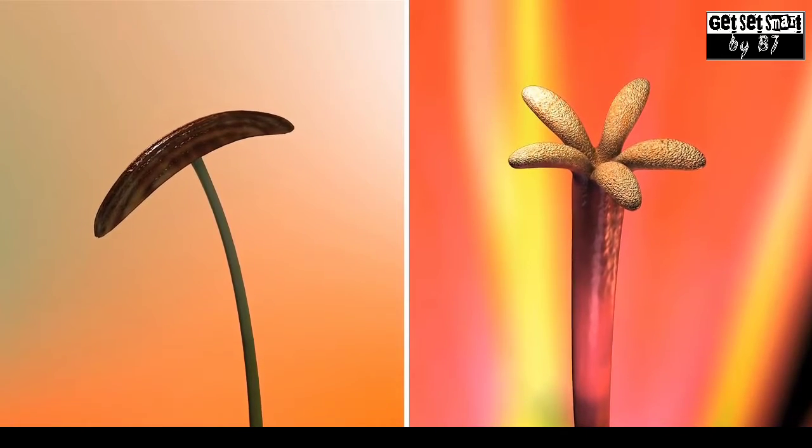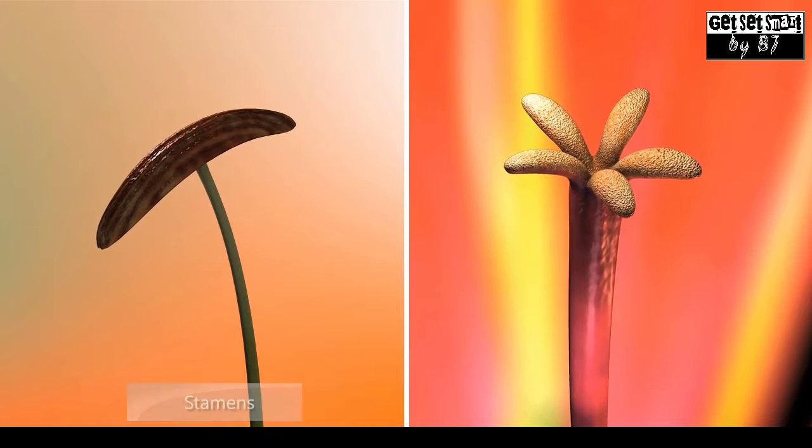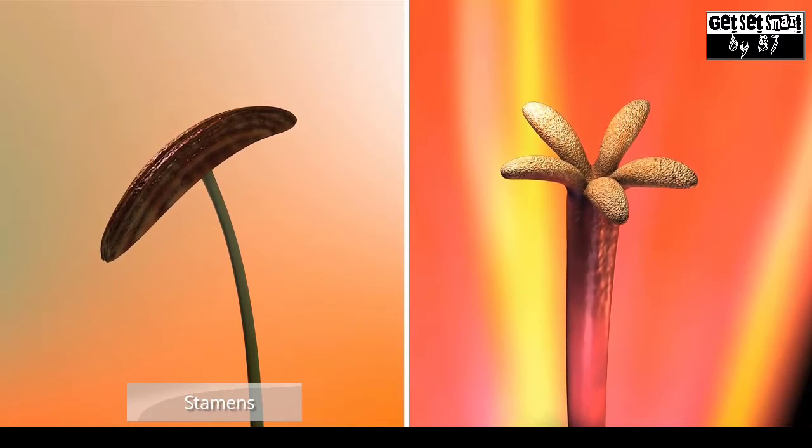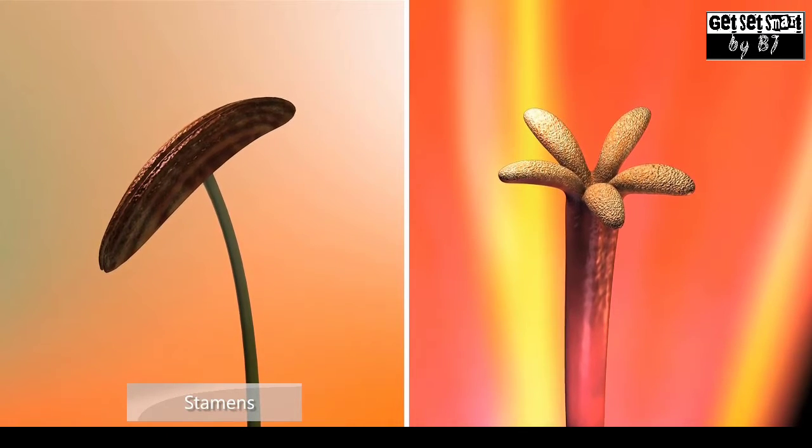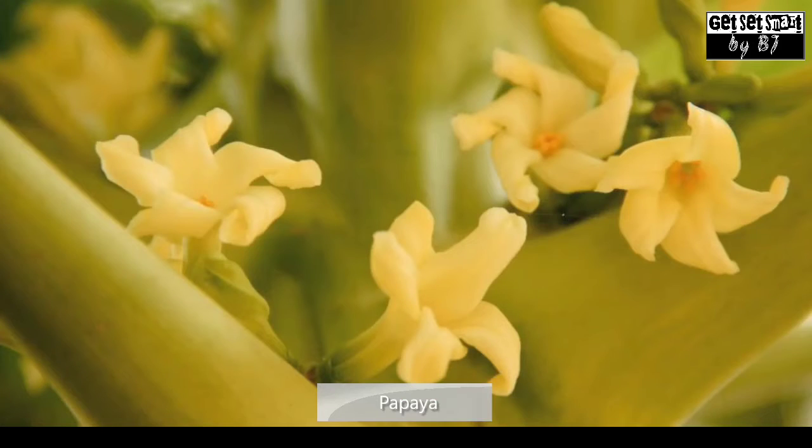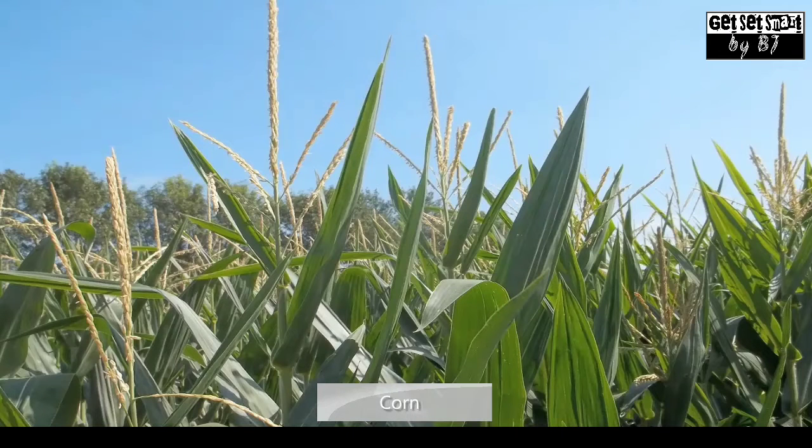Unisexual flowers contain either the male reproductive organ, the stamen, or the female reproductive organ, the pistil. Examples are papaya, corn, watermelon, etc. These flowers contain either the stamen or the pistil.